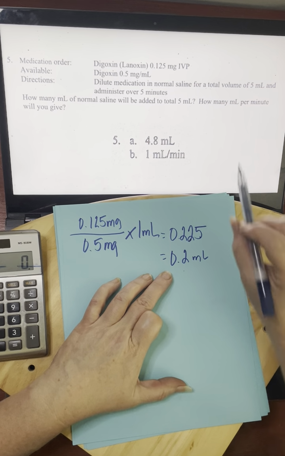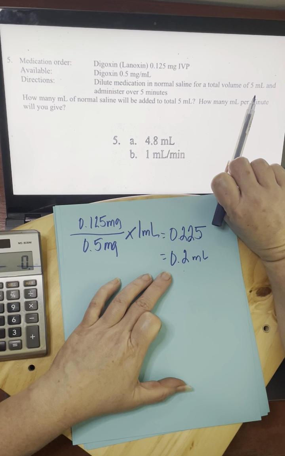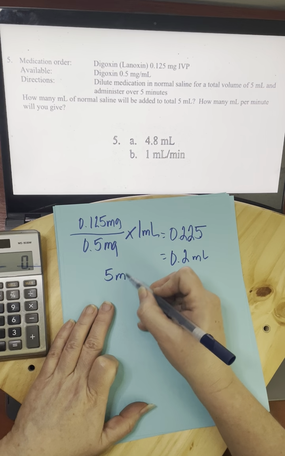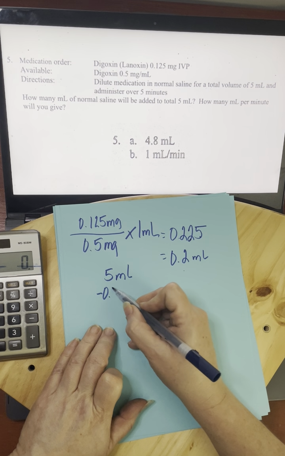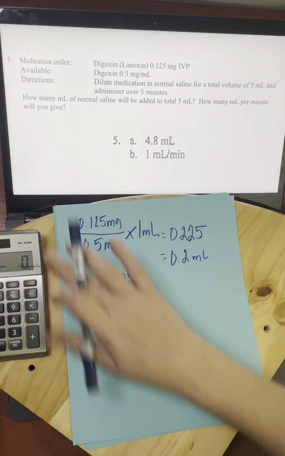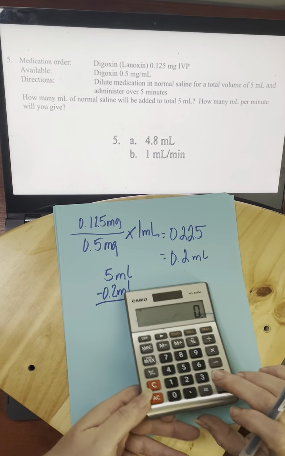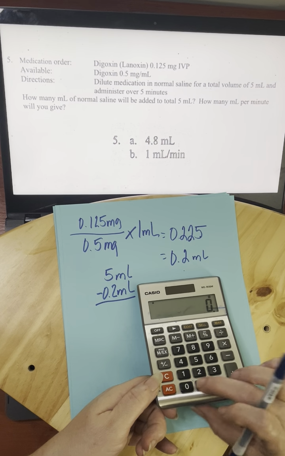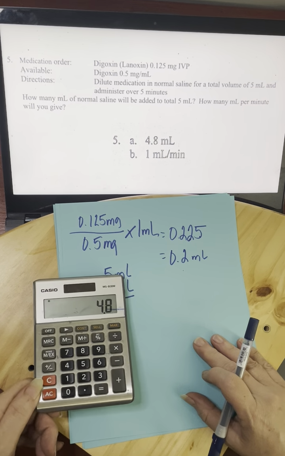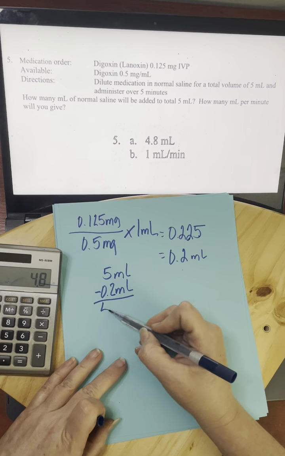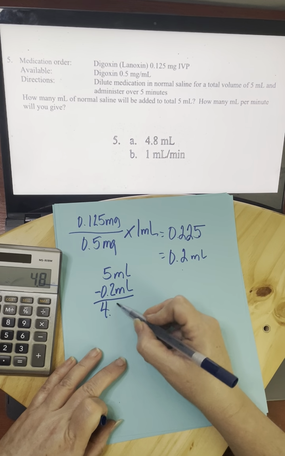And then we have to add enough normal saline to make it 5 milliliters. So we're going to take 5 milliliters minus the amount we pulled. I know the answers are right there, but if you can't get them, it doesn't matter. So let's practice. So we have to add 4.8 milliliters.